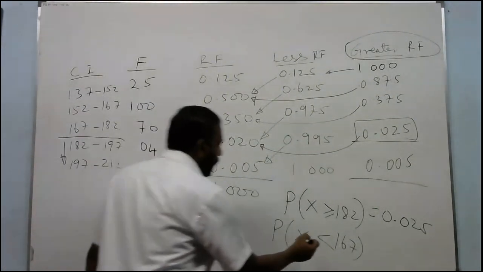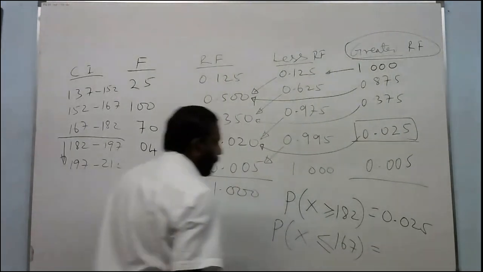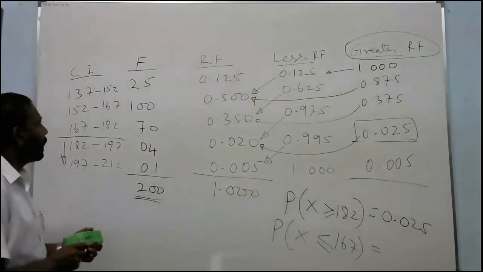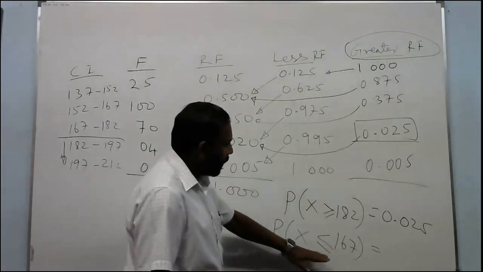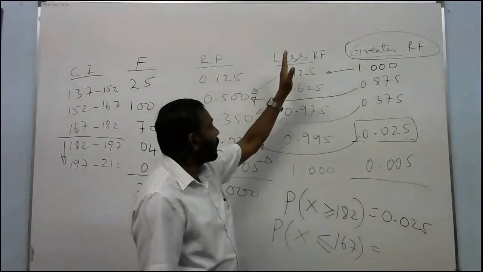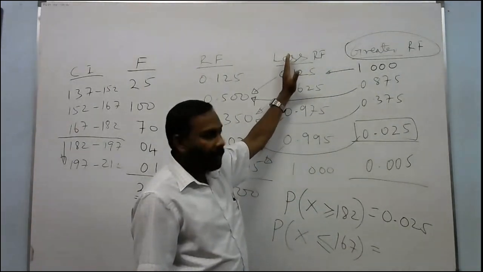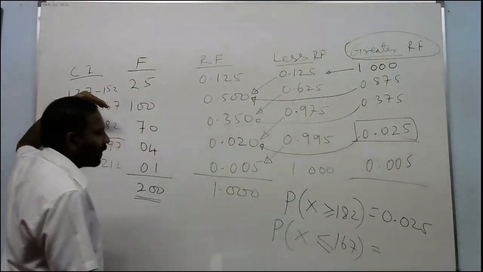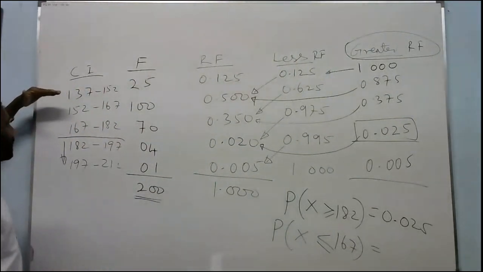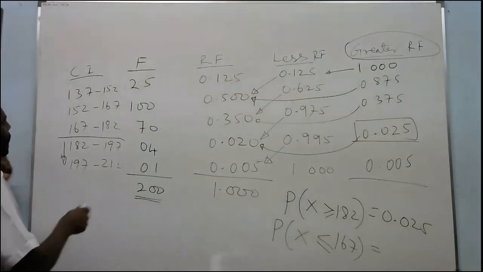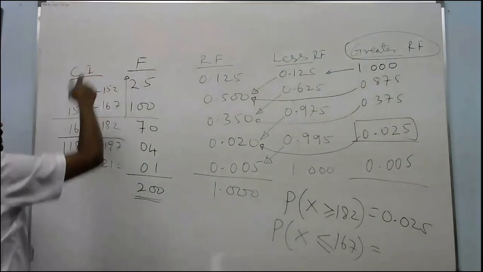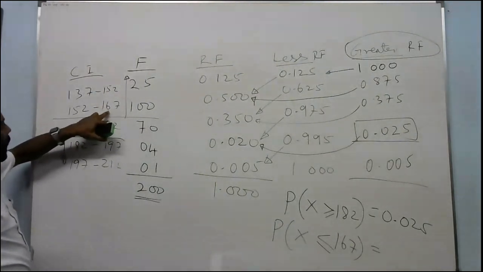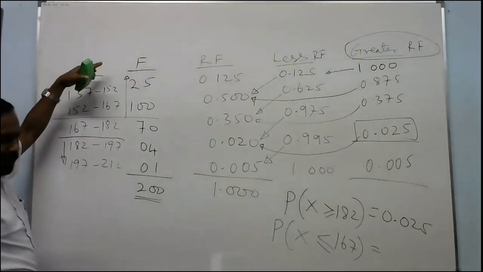Less than or equal to 167. What is that? 0.625. Yeah. So for a less than situation, we can use less than relative frequency. If you look at less than 167 centimeters, we are talking about 167 and any lower value.